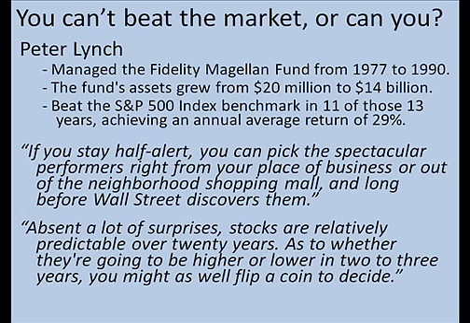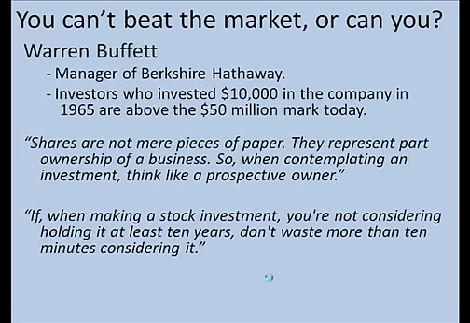He also had an interesting view on how long you should be looking at when you buy a stock. He said that absent a lot of surprises, stocks are relatively predictable over 20 years. As to whether they're going to be higher or lower in 2 or 3 years, you may as well flip a coin to decide. In other words, in the short run, he's saying it's very, very difficult to predict which stocks will do well. It's a bit easier if you take a longer horizon and look over 10 or 20 years. What about Warren Buffett?